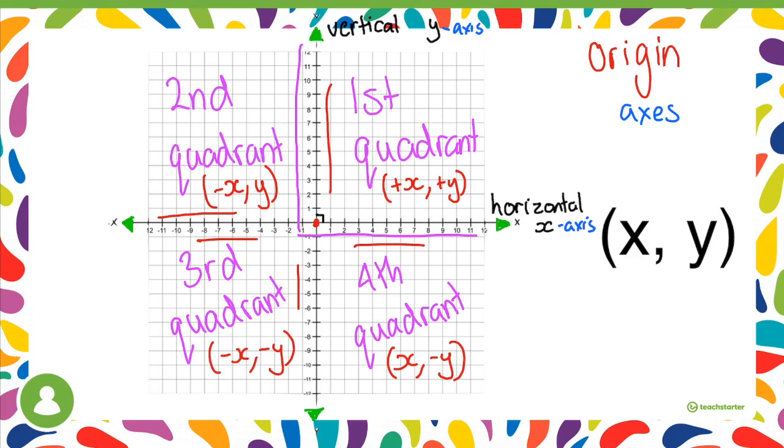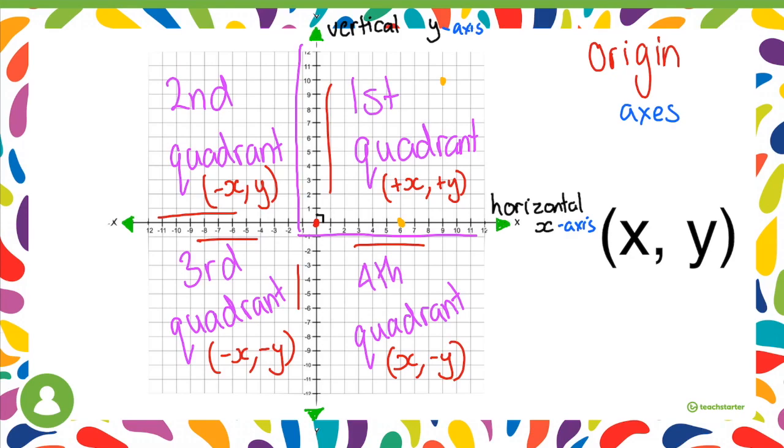I have had some people ask me, what if a point is right here? What quadrant is it in? It is in fact not in a quadrant at all. We say that it's on the x-axis. So a point can lie in three different places. It could lie inside a quadrant like this. It could lie on an axis like this one. Or it could lie on the origin, which we call the origin.